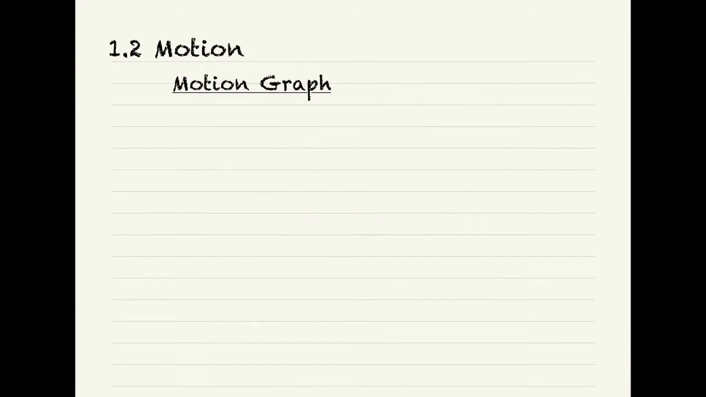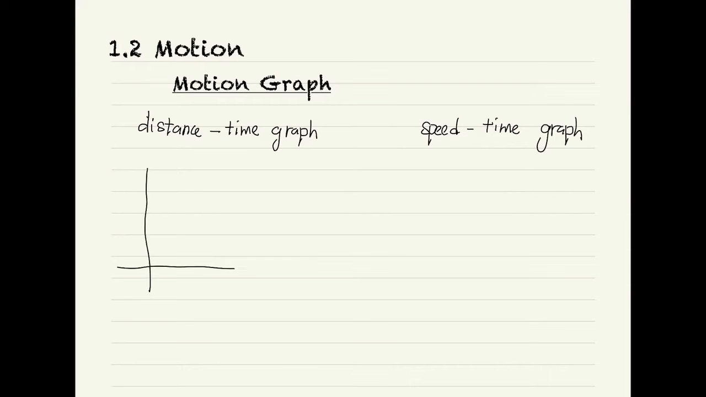For the motion graph, we have two types of motion graph. The first one is distance time graph, and the other one is speed time graph. For the distance time graph, distance with unit meter, time with unit second, gradient will be equivalent to speed.